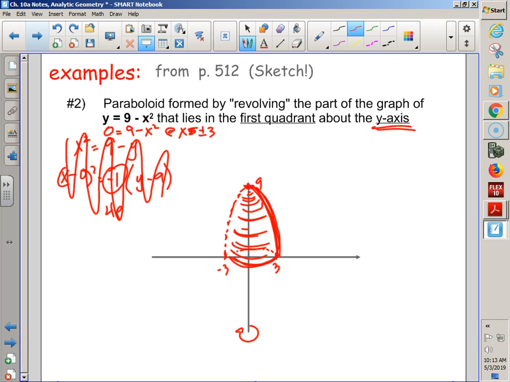Cut off boiled egg? I don't really know how to answer that. Okay. Otherwise known as a paraboloid.